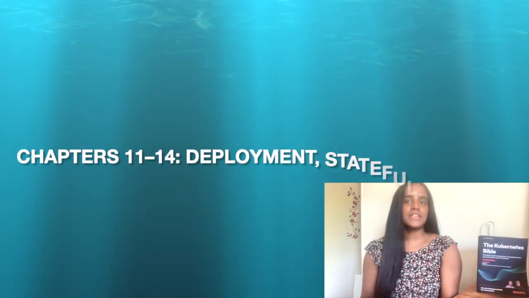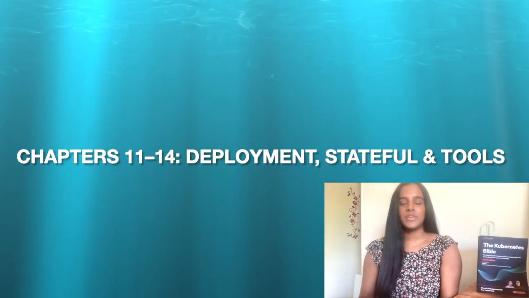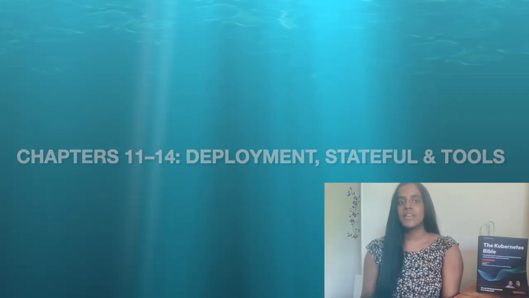The 10th chapter is running production-grade Kubernetes workloads, which covers HA, horizontal autoscaling, and ReplicaSets, fundamental for serving large-scale models. Chapters 11 to 14 cover deployments, stateful workloads, and tools. The 11th chapter is using Kubernetes Deployments for stateless workloads, I mean blue-green and rolling updates, perfect for inference services.